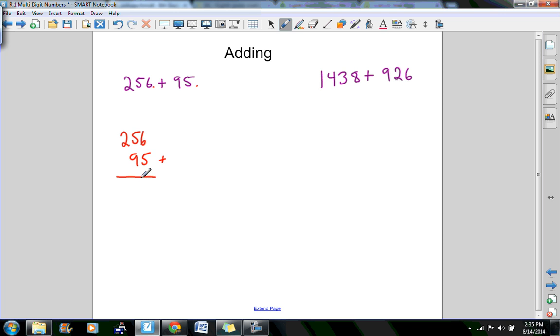So I do 6 plus 5 is 11. I bring that up to the tens place. I then do 9 plus 5 plus 1 is 15. And then 1 plus 2 is 3 for 300. So our answer is 351.